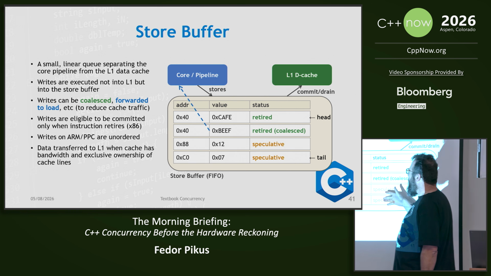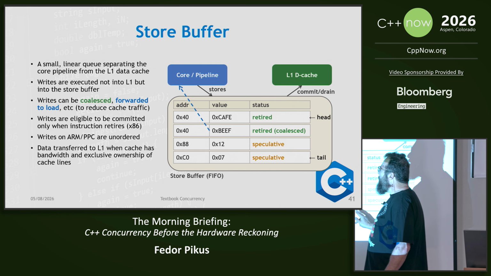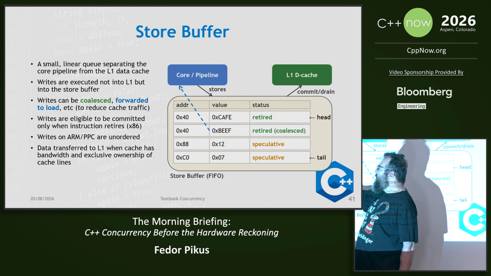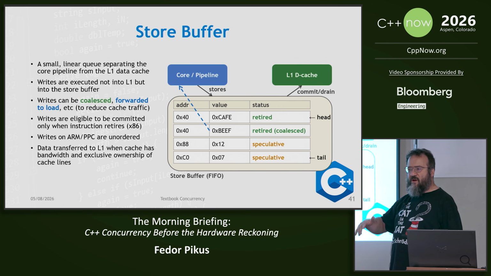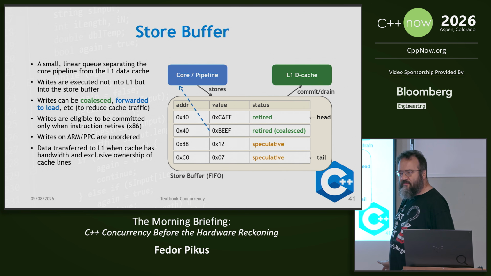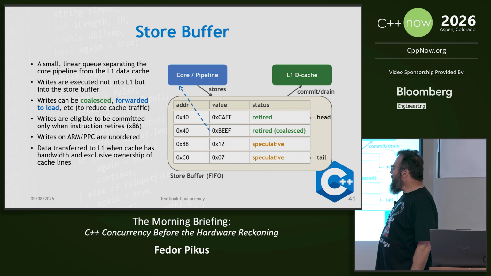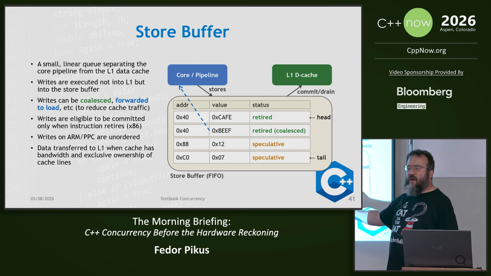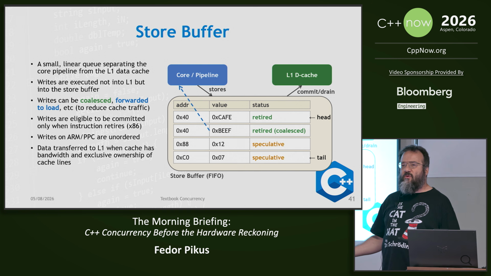Now, when do the writes actually get committed to cache? Well, that varies on different platforms. On x86, it's strictly in the order of retirement. So only when an instruction retires can the store buffer flush whatever that instruction wrote into the cache. On ARM, any order you want. And when does it actually get transferred into cache? Whenever the L1 cache has spare bandwidth. There is basically no particular rule about it.